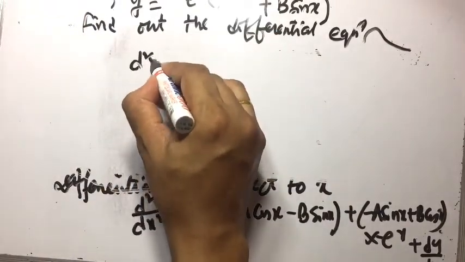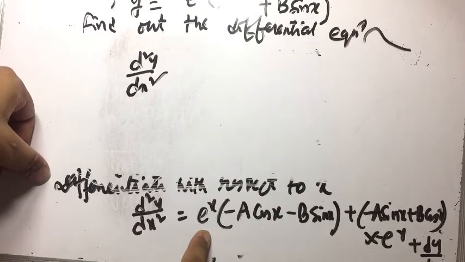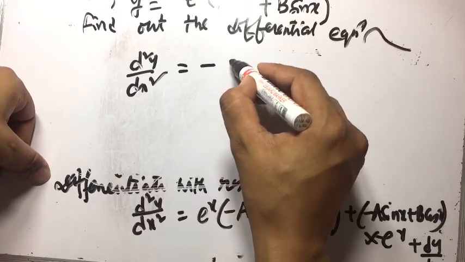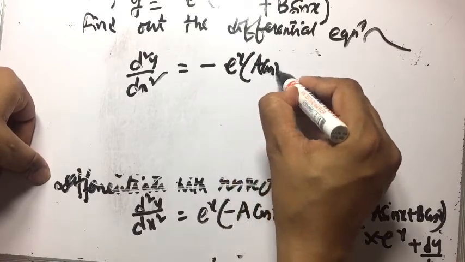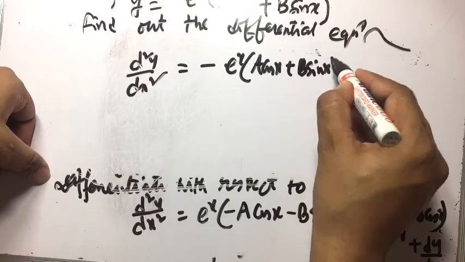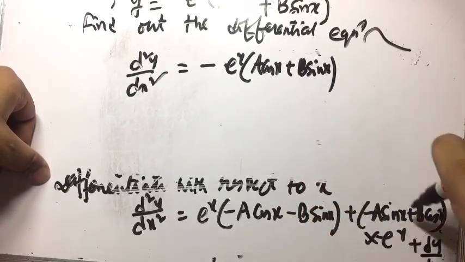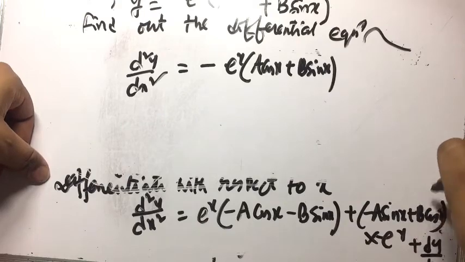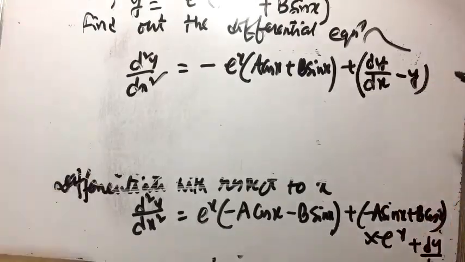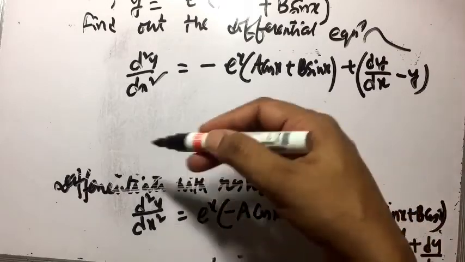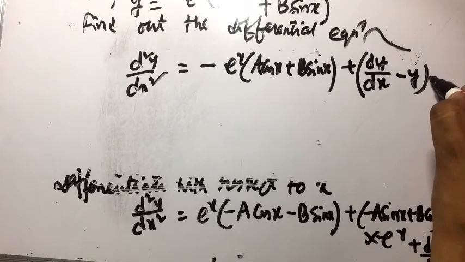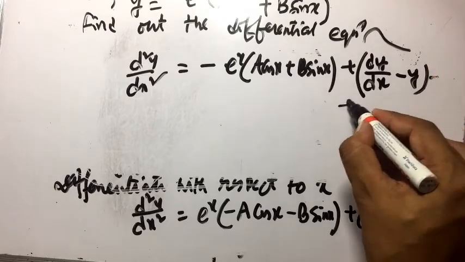Finally d square y by dx square, e to the power x, taking minus common. If you perform minus, that is e to the power x a cos x plus b sin x, and this part is from the previous value. We can achieve the value from the previous dy by dx. So dy by dx minus y equal to this part, and there is a dy by dx, and there is a dy by dx.